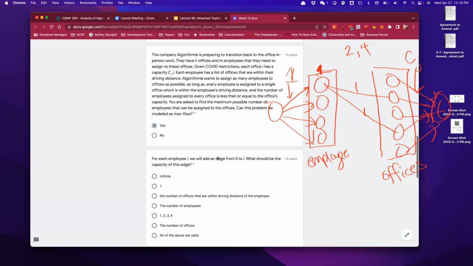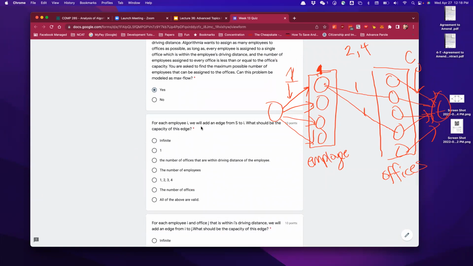Okay, so that actually goes to the next questions. For each employee i, we'll add an edge from s to i. This should be 1. The capacity has to be 1.